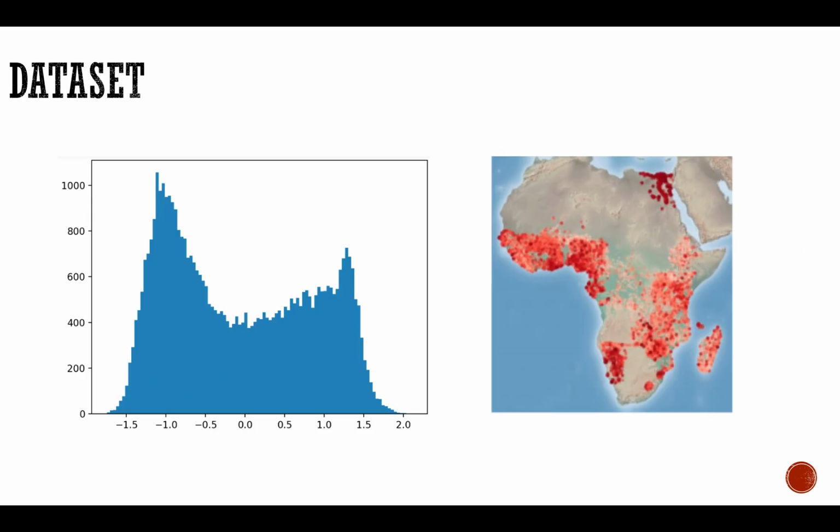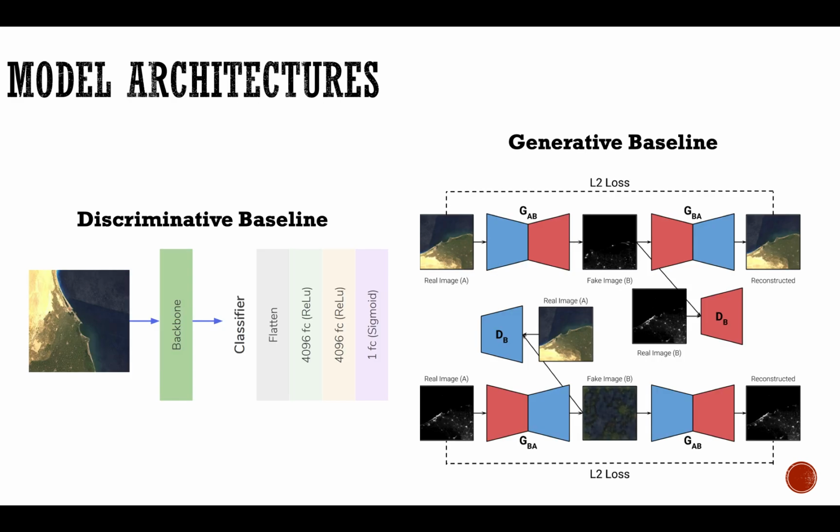Our dataset consists of 40,000 cities from around the world. We normalize wealth indexes from -2 to 2. As you can see, our distribution of wealth is bimodal. However, we use a 3-class prediction because that's what's currently used in literature.